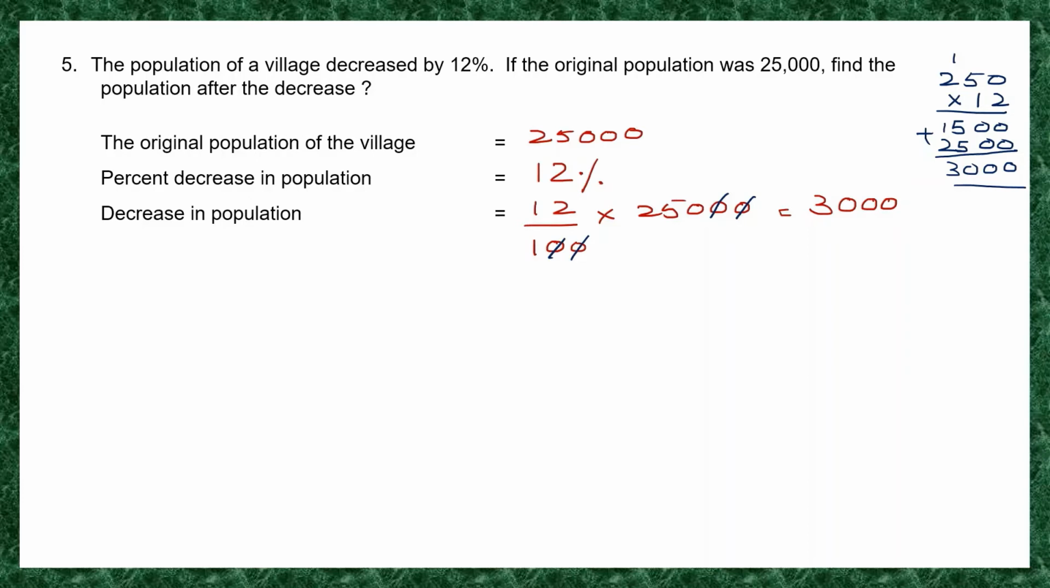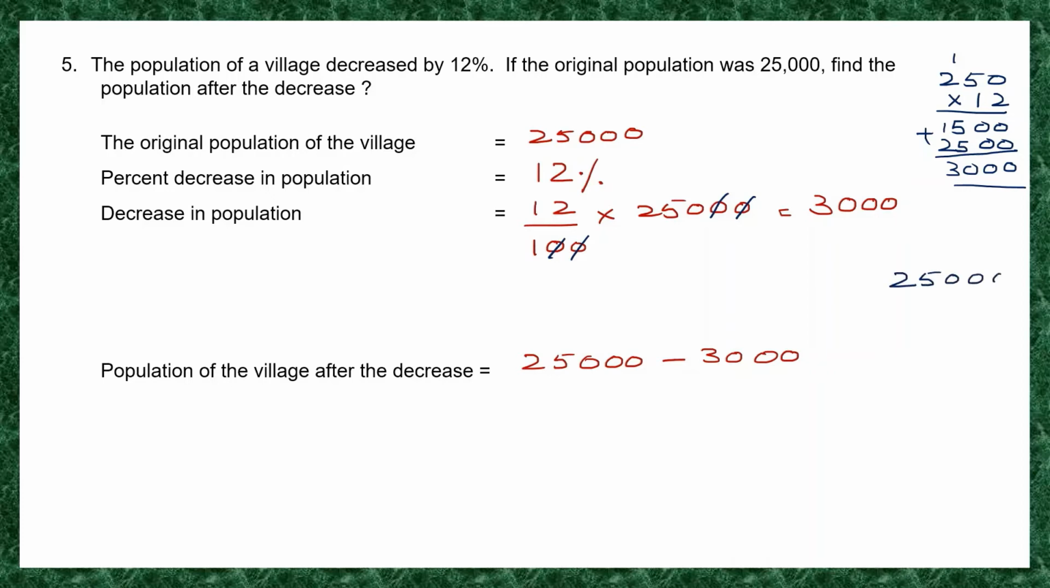So now we need to take the original population and subtract 3000 from it to find the population after the decrease. So the population of the village after the decrease will be the original population, which is 25,000, and we subtract the decrease in the population to find what is the population after all this. So again, let's subtract these two numbers. 25,000 minus 3,000.